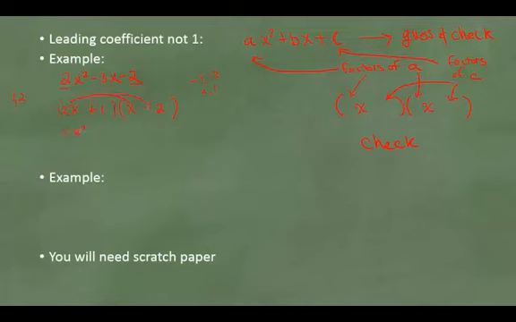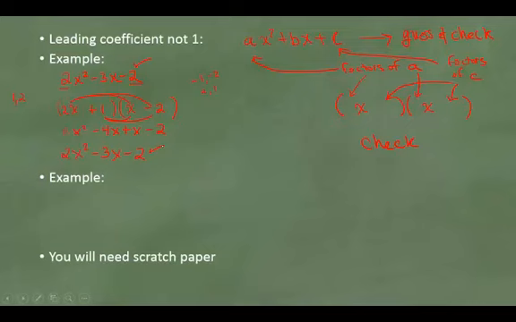X times negative 2 is negative 4x. 1 times x is x. 1 times negative 2 is negative 2. And let's combine terms now. 2x squared. Negative 4x plus x is negative 3x. And negative 2 is negative 2. So we have the same thing, and we got the right answer.